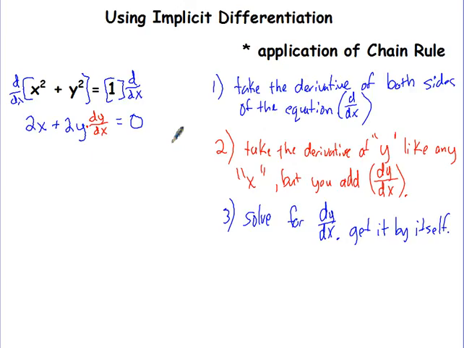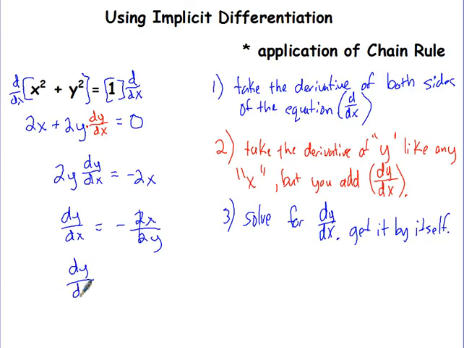Well, first, of course, I'm going to get rid of this 2x. So I'm going to have 2y dy/dx equals negative 2x. And then, of course, to get dy/dx by itself, it's being multiplied, so I will divide. So dy/dx is equal to negative 2x divided by 2y. Look at that, the 2's cancel, so what do you get? You get dy/dx is equal to negative x over y.